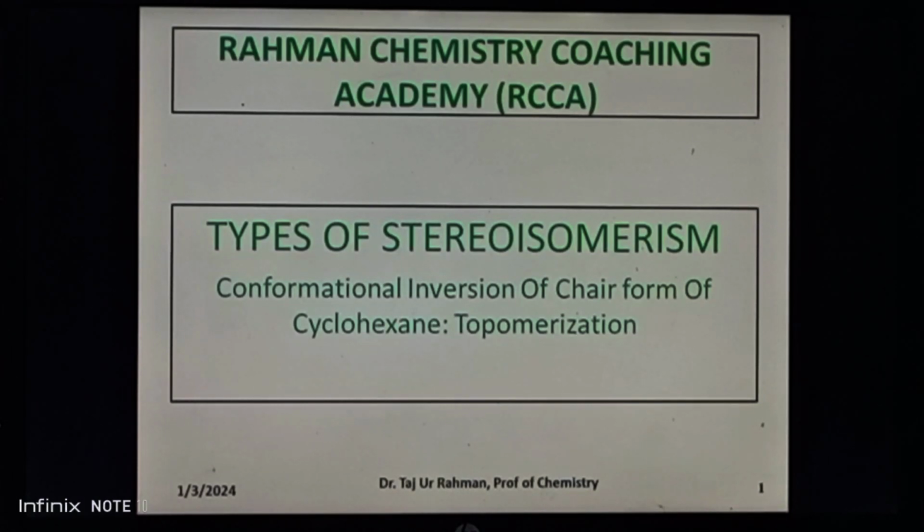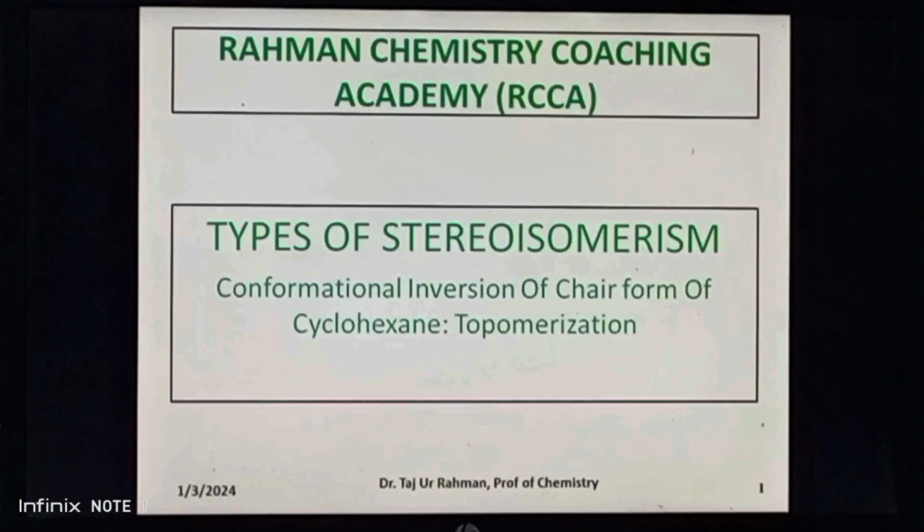Today we will talk about conformational inversion of chair form of cyclohexane, also known as topomerization. Although cyclohexane in its chair conformation is quite stable, one chair form undergoes rapid interconversion into another equivalent chair having the same structural characteristic as the previous one, that is, they are homomers. This type of homomeric transformation has been given the general name topomerization.